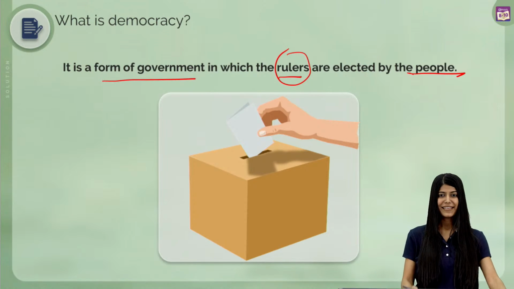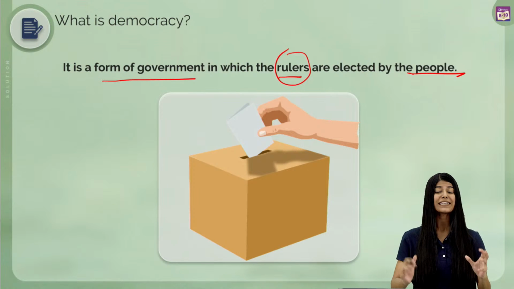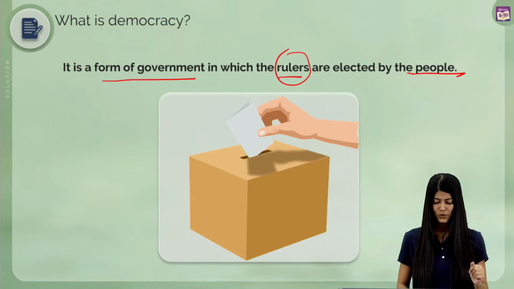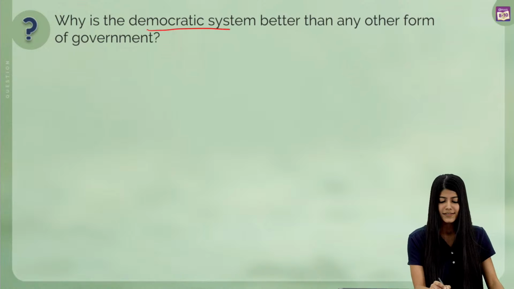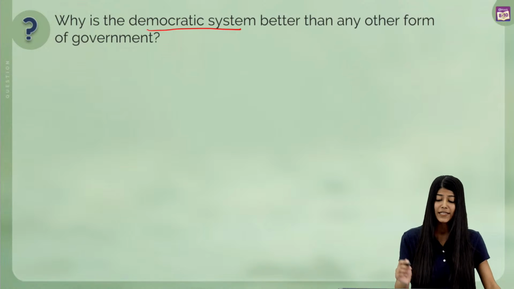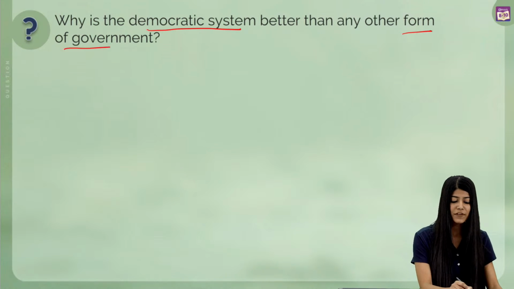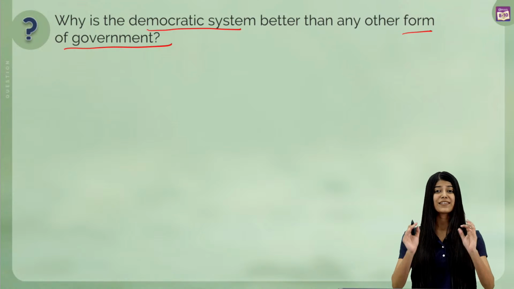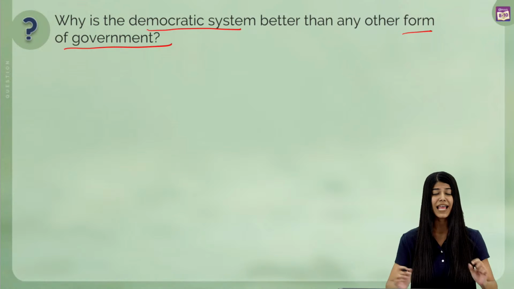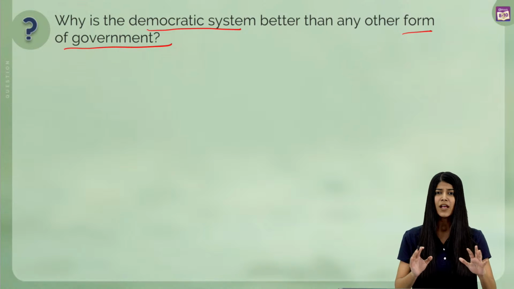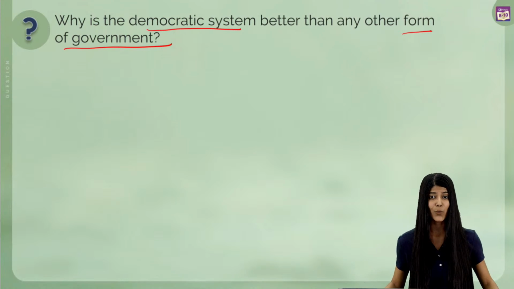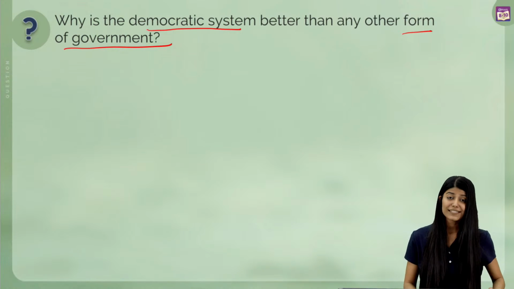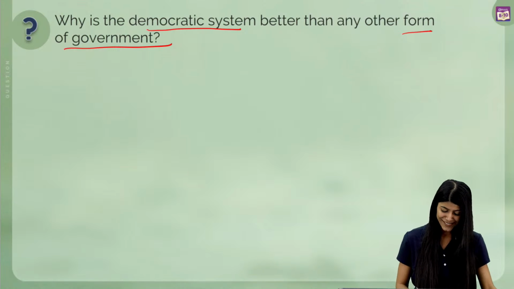So with this, we are pretty much clear on what democracy is. Let's go to the next question, which says, why is the democratic system better than any other form of government? Now, let me tell you, this is a very important question as it has been repeated often. So this might come as a 3-marker or a 5-marker question. So let's find out what the answer is.